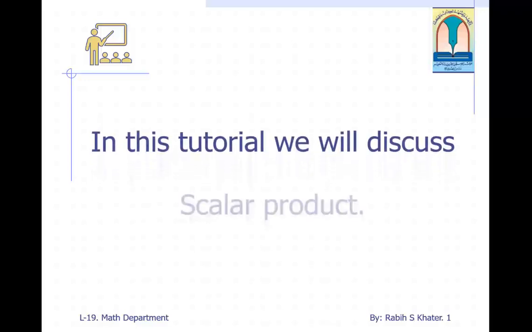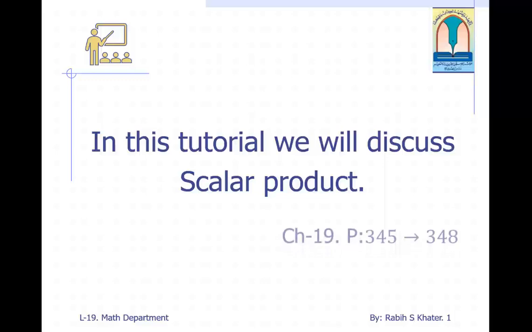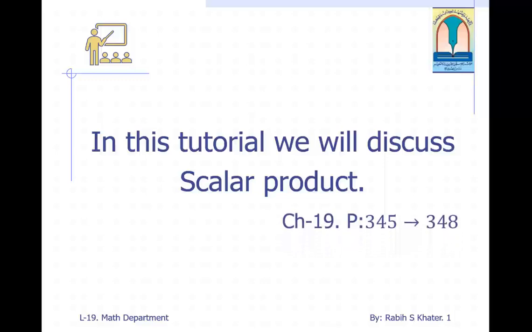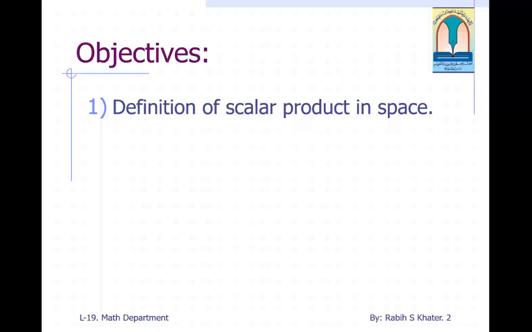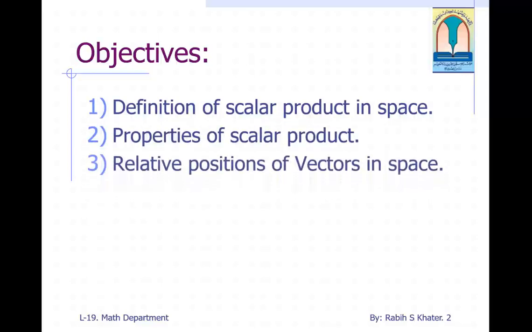In this tutorial we will discuss scalar product in space. It's chapter 19 from your textbook, on pages 345 till page 348. The objectives of this lesson are definition of a scalar product in space, properties of a scalar product, relative position of vectors in space, and analytic form of scalar product.